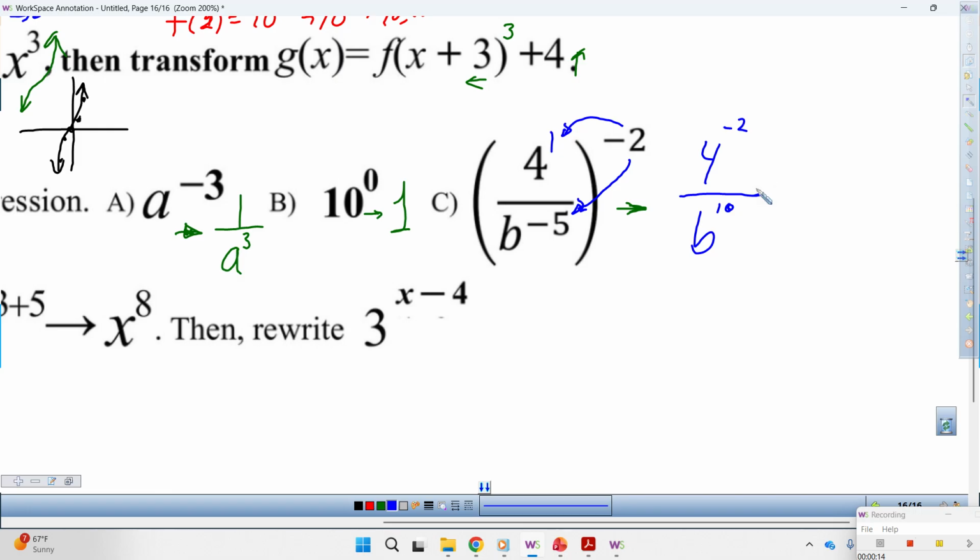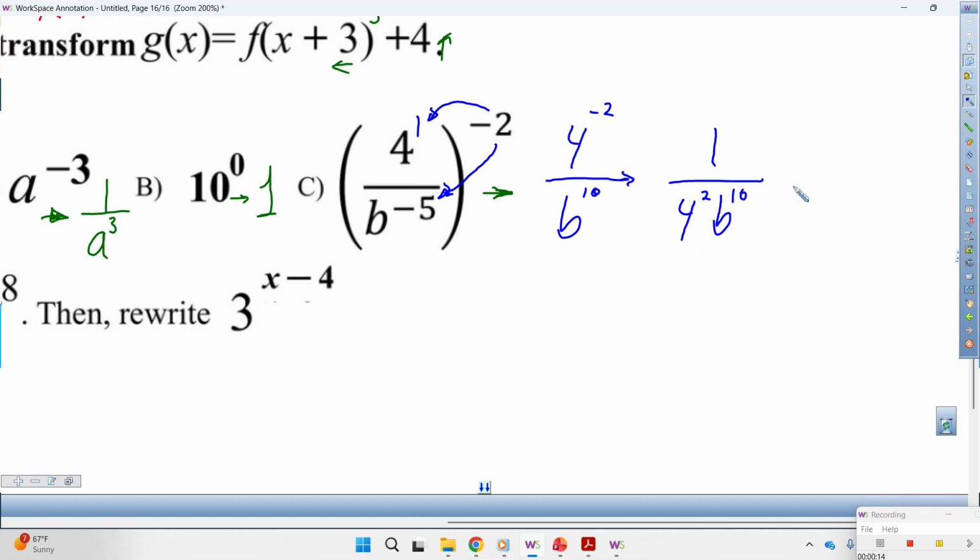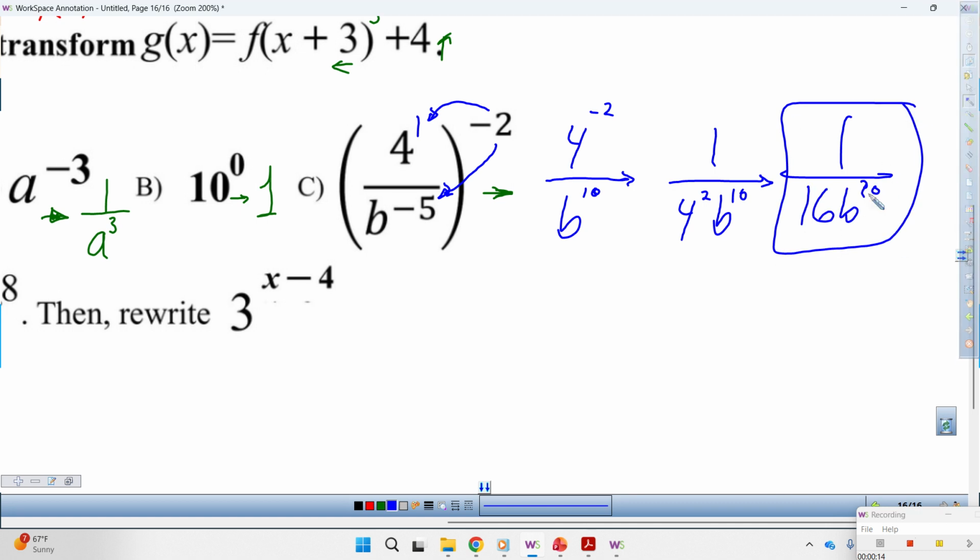Okay. However, can we have a negative exponent? No, so it's 4 to the positive 2, b to the 10, and what do we write on top? 1. Now let's go one more step. Today we're going to add one more step. What is 4 squared? And we're done. Yeah, all we have to do is simplify the exponent.